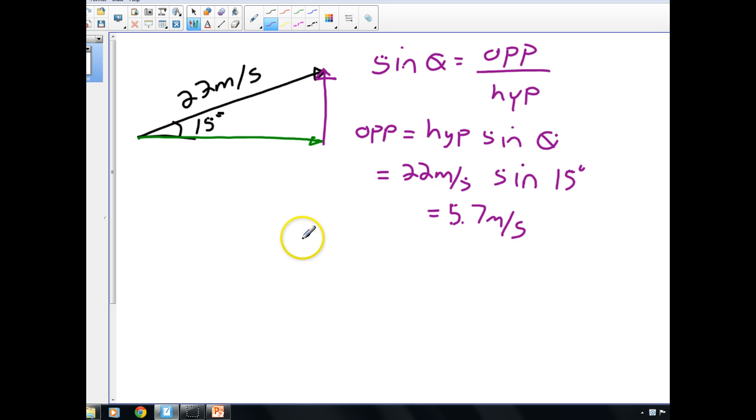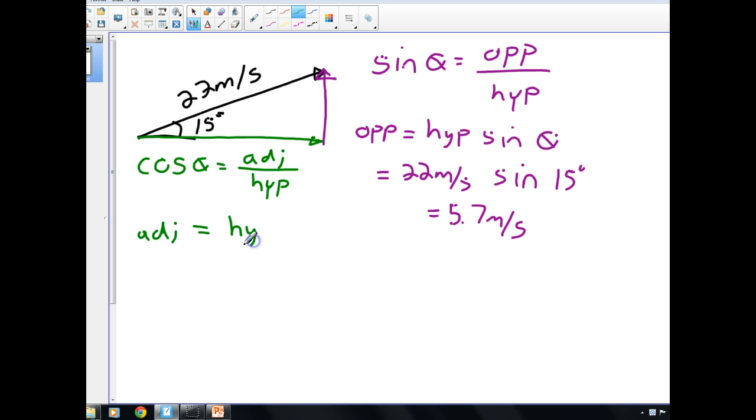Okay? And if we do the adjacent side, this would be the cosine. Cosine of the angle is the adjacent over the hypotenuse. Okay, so the adjacent side, sorry about that, would be equal to the hypotenuse times cosine of the angle.